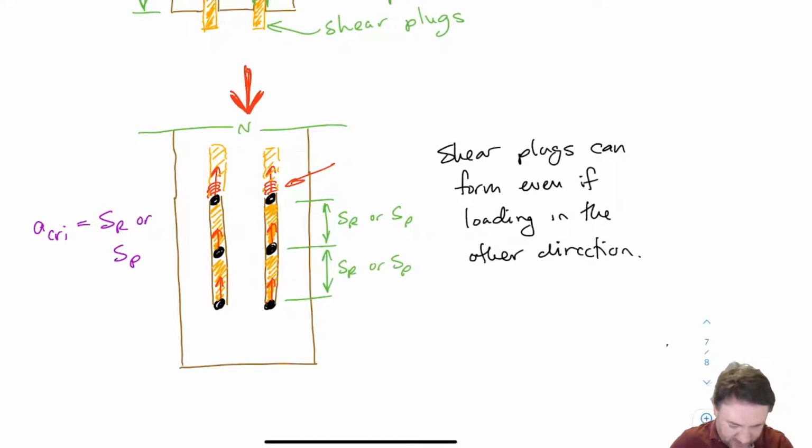So here's how we deal with that if we're loading it in the other direction. Okay, so now how do we go about calculating this? Let's look at the mechanics of what's happening with row shear.